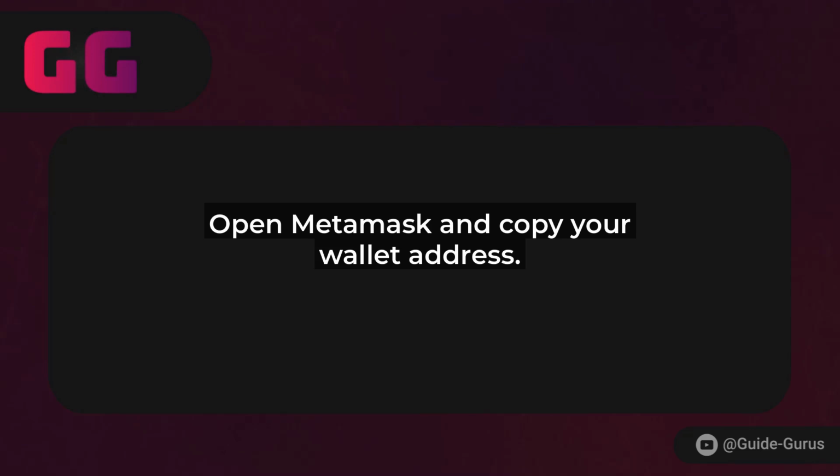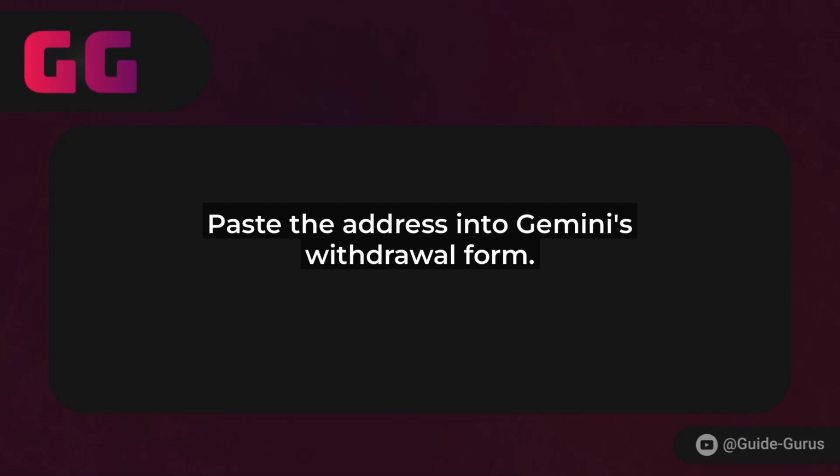Now, switch to your MetaMask app or extension. Click on your wallet to view the address. Copy this address carefully. It's a long string of letters and numbers, so no typos allowed. Head back to Gemini and paste this address into the withdrawal form. Double-check it, maybe even triple-check, to ensure it's correct.